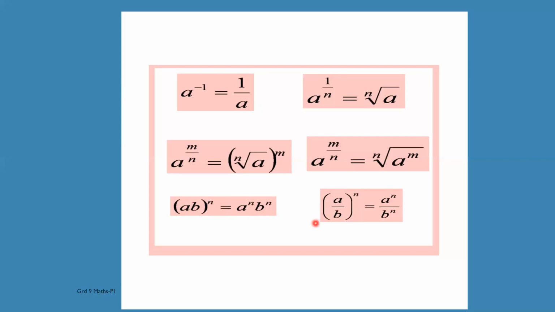Okay, and this rule here, guys, is a over b to the power of n, right? A over b to the power of n equals a to the power of n divided by b to the power of n. Okay, it's a division, guys, right? This n again is the power of the bracket. In the brackets I have a divided by b. So this power of n is the power of a, and also it's the power of b. So a to the power of n divided by b to the power of n.